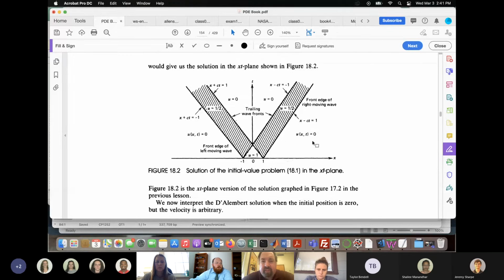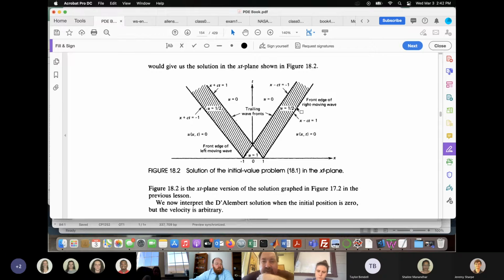Yeah, this is the one I want. Okay, so here we have a region between the lines x plus ct is -1 and x plus ct is equal to 1. And then similar over here for x minus ct between -1 and 1. So each of the regions where it's shaded, that's where the solution is equal to 1/2.